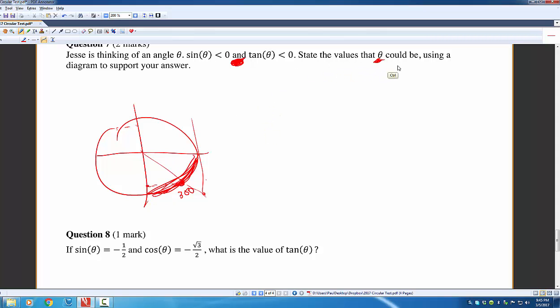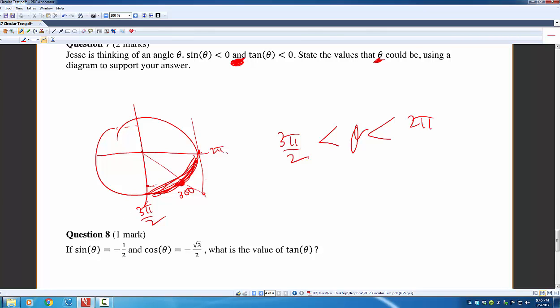And state the values θ could be. So θ must be greater than 3π/2, there's 3π/2 there, and less than 2π, and 2π is here. You can't have the equal to as well, because remember tan is undefined there, so that doesn't meet the requirements. And 2π can't be included because tan there will be 0, and the sine will also be 0, and we want less than 0 in each of these cases.